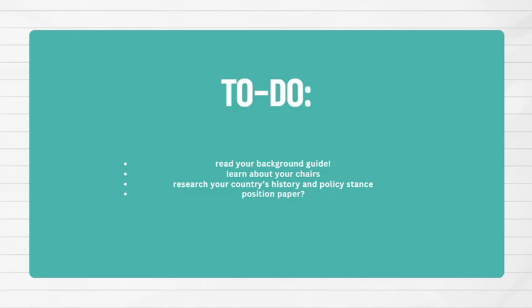After you've read your background guide, after you've learned about your chairs, typically you'll receive some sort of letter from your chairs in the background guide as well that can help you with that. You're going to research your country's history and policy stance on the given topic. You want to be as specific as possible. When you pull up to your GA conference, you want to be able to brand your clauses, brand the information that you're sharing, brand all the stuff that you're talking about in speeches related to your country.